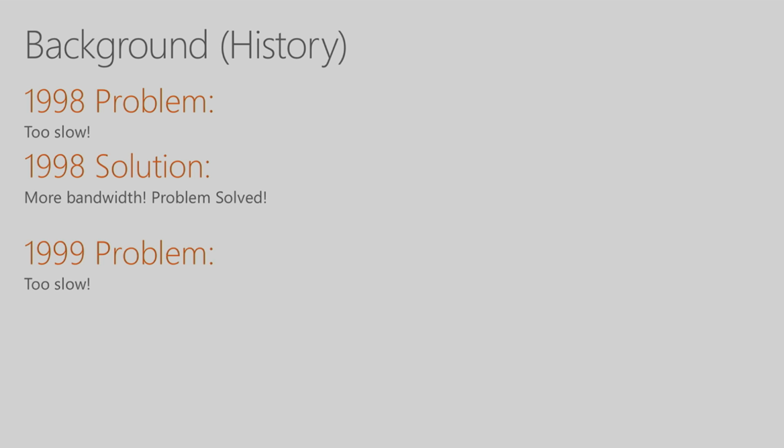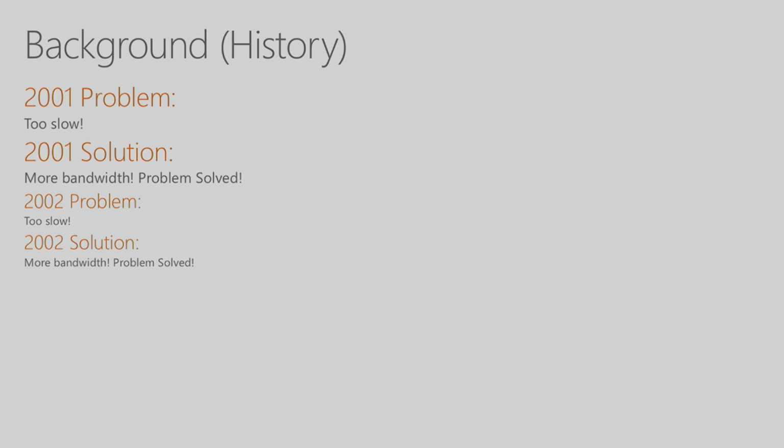1998, too slow. What are we going to do? We threw bandwidth at it. Problem solved. Never thinking about it again. 1999, still too slow. Added bandwidth. Problem solved. And we went on and on and on, year after year, trying to fight the same battle with the same solution. We kept adding bandwidth, and it was still, year after year, too slow. The technology for design was greatly outstripping our ability to throw bandwidth at the problem.